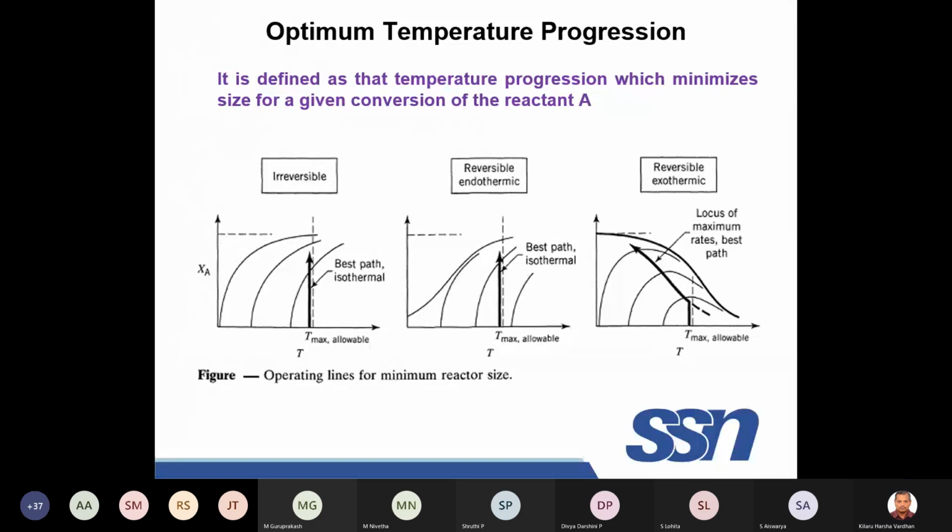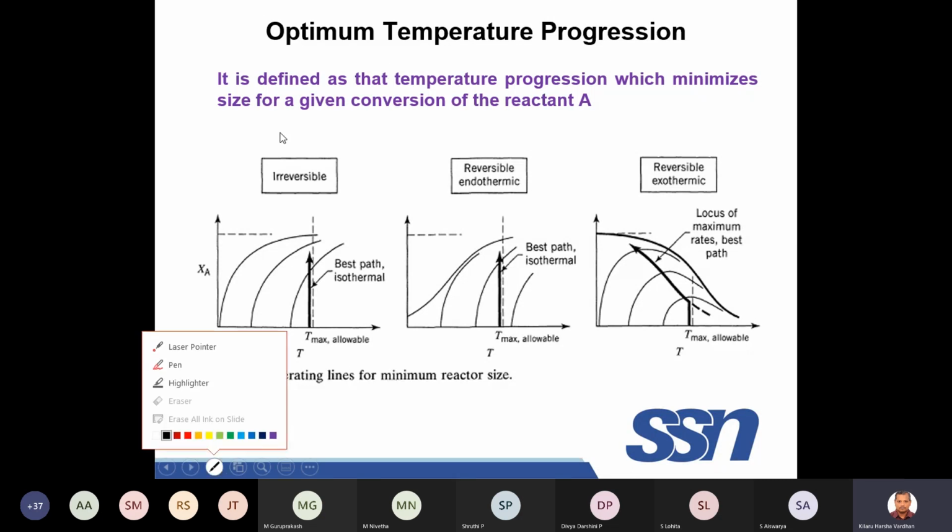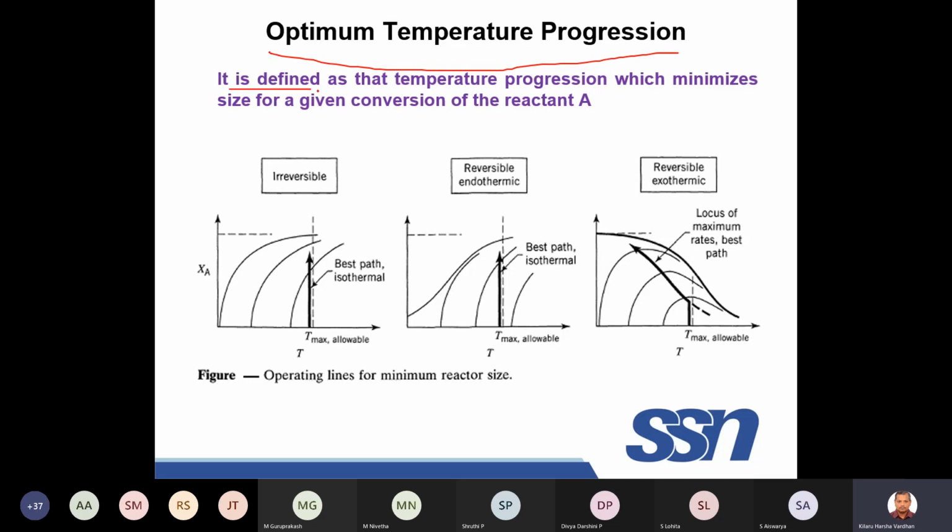Okay. Now, what is this optimum temperature progression? Optimum temperature progression, this is a very important 2 marks question. What is this optimum temperature progression? OTP. It is defined as the temperature progression which minimizes the size for a given conversion of the reactant. Okay, he's asking about a given size, right? Okay, let me talk about this and then go. It is defined as that temperature progression which minimizes the size.